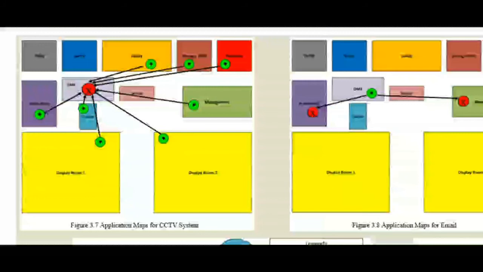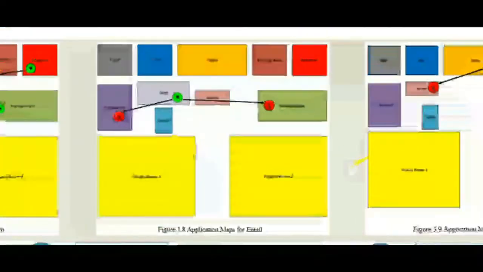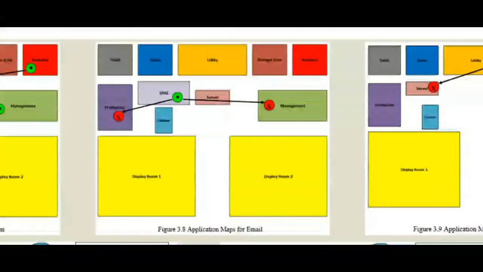Okay, next one is the CCTV system. The CCTV system will be installed in every room, and all the information from the CCTV will be transmitted to the DMZ, since the DMZ will act as a data sink. So all the information from the CCTV will go to the DMZ.